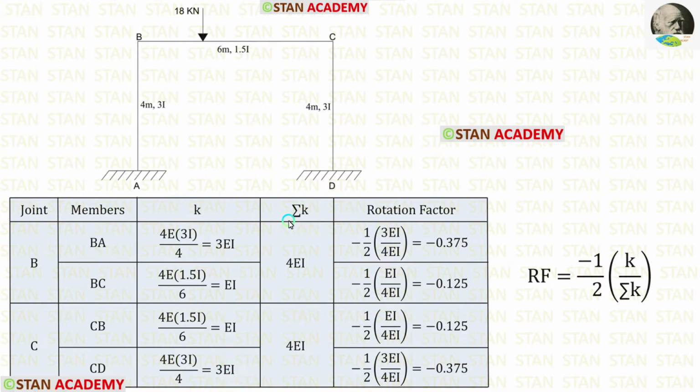Now let us find sigma K. In the joint B, we have found two stiffness values. We have to add both of them. After adding, we are getting 4EI. In the joint C also, we have found two stiffness values. Let us add them. After adding, we are getting 4EI. Now let us find the rotation factor. The formula is minus 1 upon 2 into K upon sigma K. Using the formula, we can find the rotation factors.